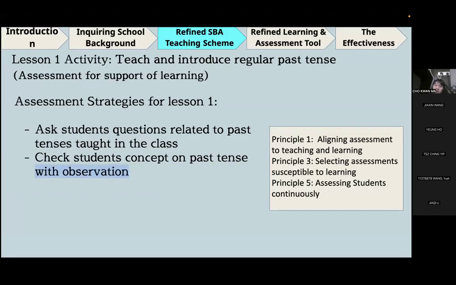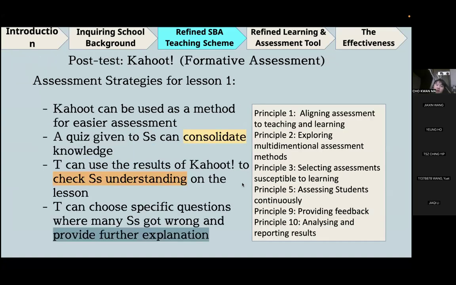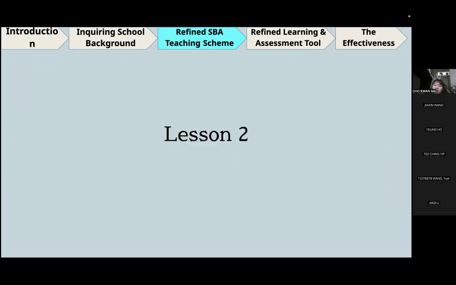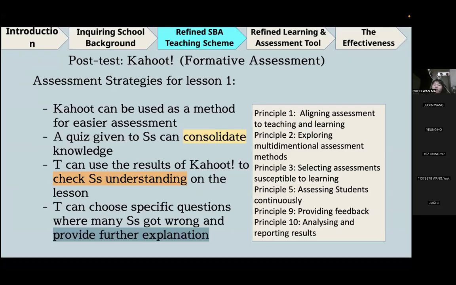Next, please. So for the assessment strategies for the activity, we can ask the students questions related to the past tense that are being taught in class and check the students' concept of the past tense being taught with observation. And for the assessment strategies for the post-test, which is the Kahoot games, because Kahoot is a very easy method for assessment, we can use this as a quiz given to the students to consolidate their knowledge, and we can also use the results of the Kahoot to check the students' understanding of the lesson. And also we can provide further explanations of the different questions that the students might have got wrong.